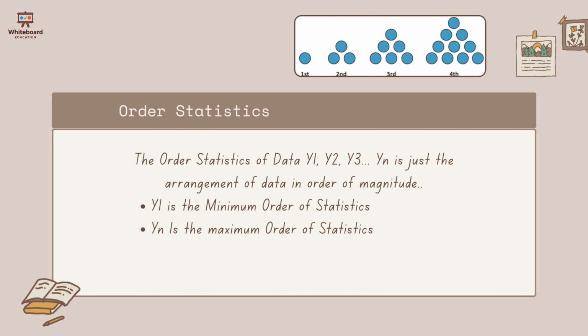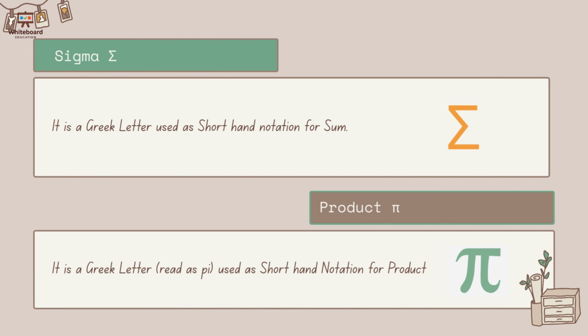Let's learn about order statistics. Order statistics is just an arrangement of data in order of magnitude. Like in data y1, y2, y3 till yn, y1 is the minimum order of statistics and yn is the maximum order of statistics. Order statistics are always arranged in ascending order, i.e., smallest to largest. Here, there are two common symbols used in statistics. Sigma is a Greek letter for summation, on the other hand pi is used for product.